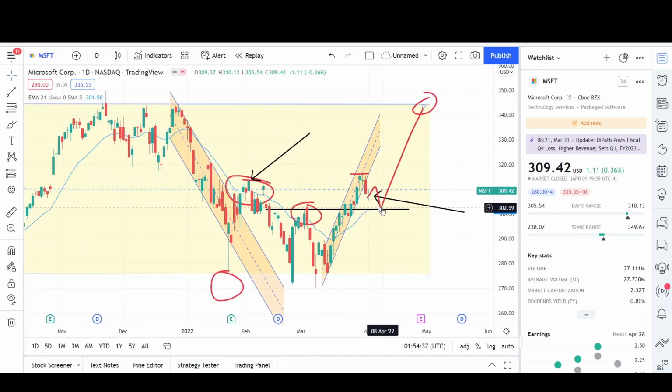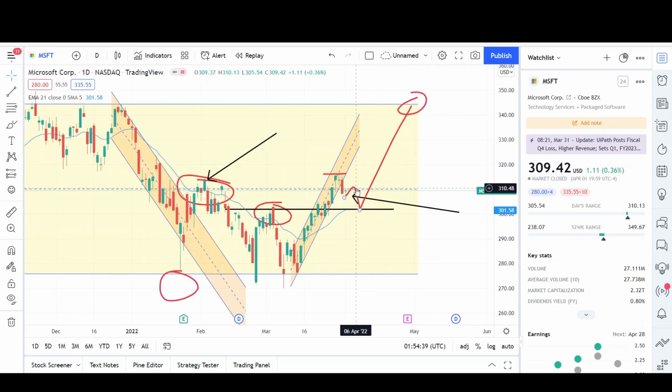So I'm looking for higher prices in the near term, maybe in a few days. I'm looking for a little bounce from here and a little bit more selling back down to the $300 level, and then from there I'm looking for bulls to step in and push up the price much higher.